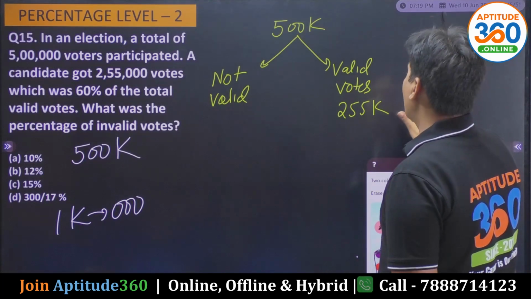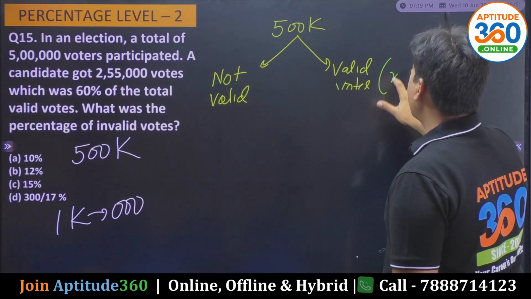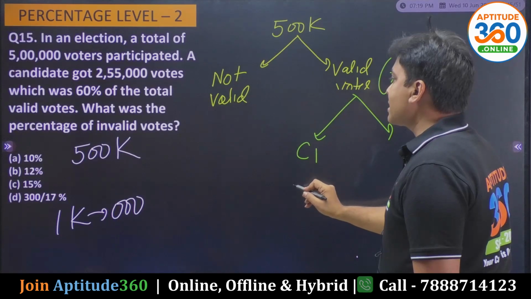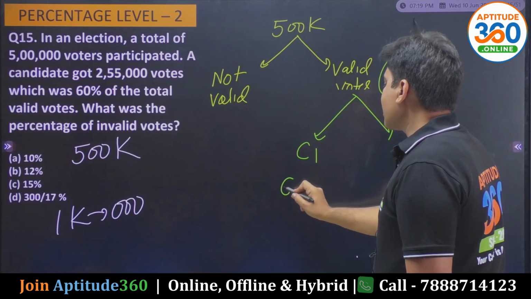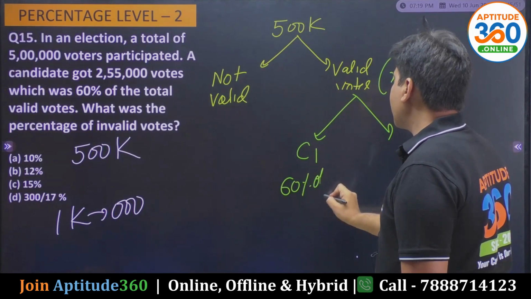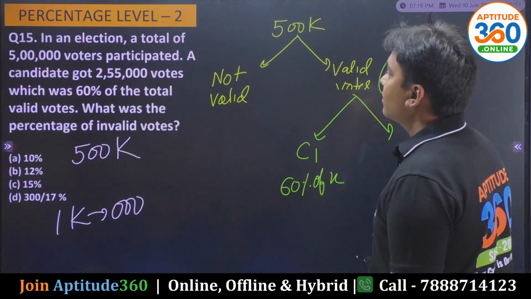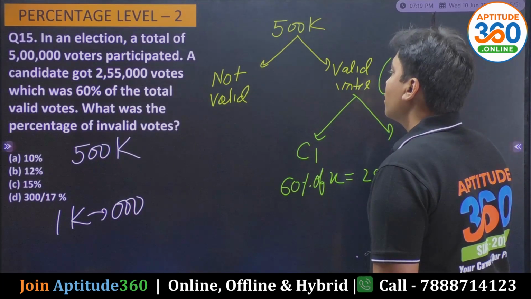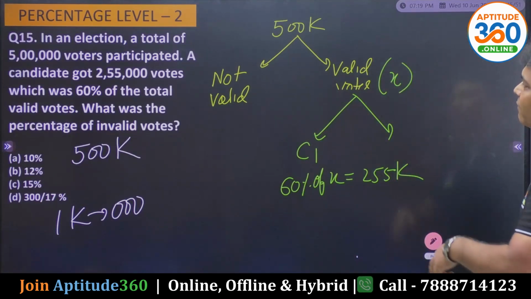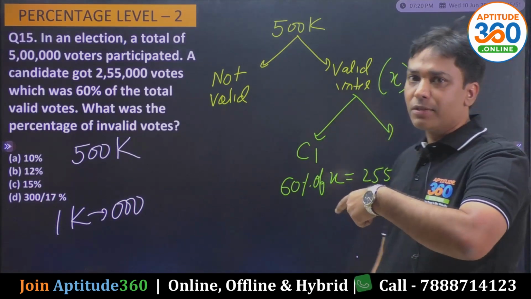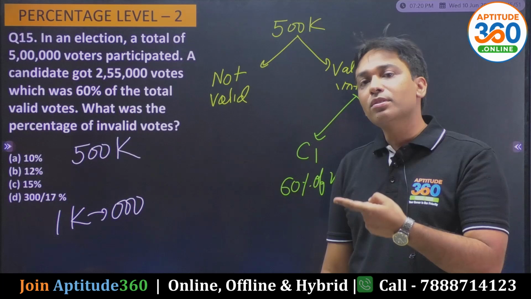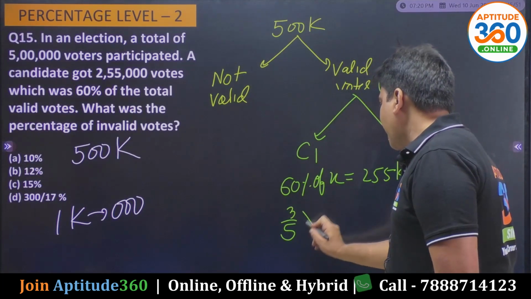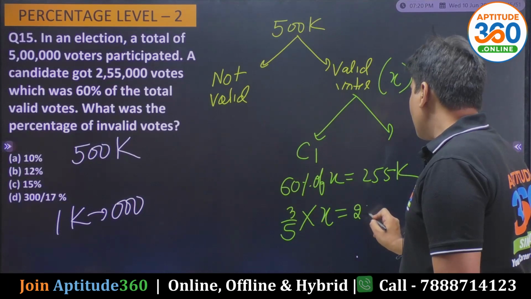No, a candidate got this. So valid votes we have got no idea, but candidate 1 is getting 60% of that valid votes, and that is equivalent to 255k. So this is where we can find out the total number of valid votes, right? We have got no idea how much is valid votes. So 60% can be written as what? 3 by 5 into x is equal to 255.